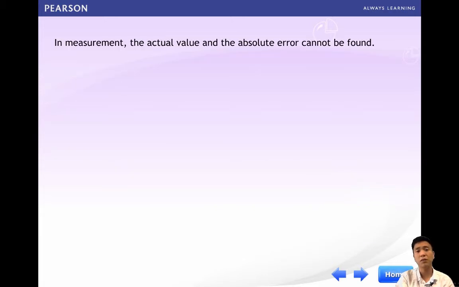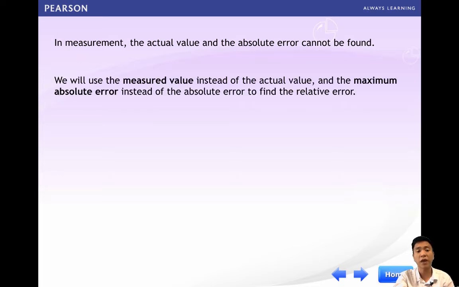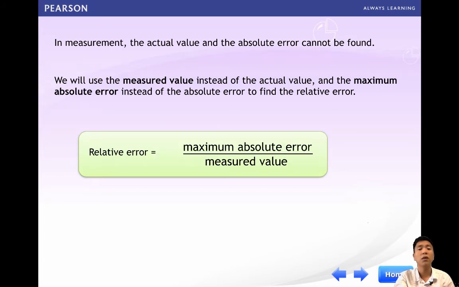But in measurement, if we want to measure something, we don't have the actual value. So what can we do? Do we have the relative error? Yes, we still have the relative error, but we use the measured value instead of the actual value. We use the maximum absolute error rather than the absolute error, because for a measured value we don't have the absolute error. So for measurement, the relative error is the maximum absolute error over the measured value.